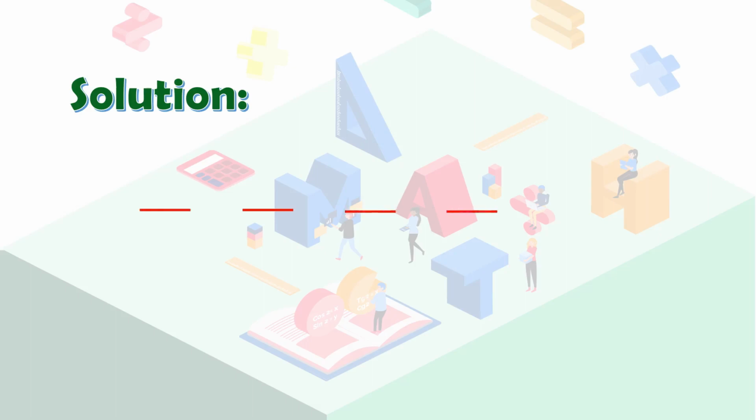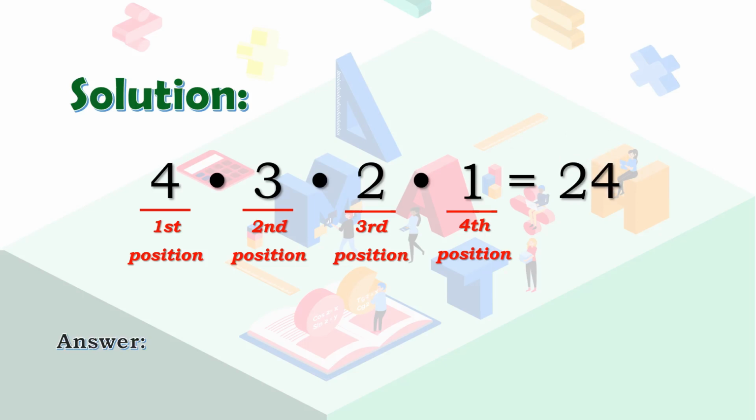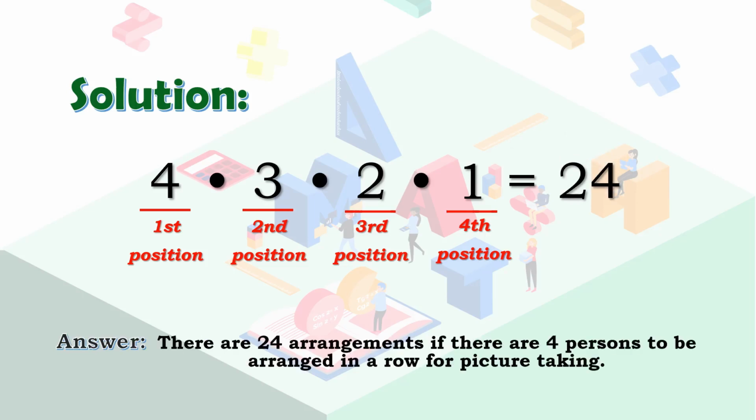Recall that there are 4 positions: first, second, third, fourth. In the first position, there are 4 choices: Rose, Sheena, Bobby, and Chris. After choosing one, then there were only 3 persons left to choose from for the second, then 2 for the third, and then 1 for the last position. Thus, 4 times 3 times 2 times 1 equals 24, which gives us the answer. There are 24 arrangements if there are 4 persons to be arranged in a row for picture taking.